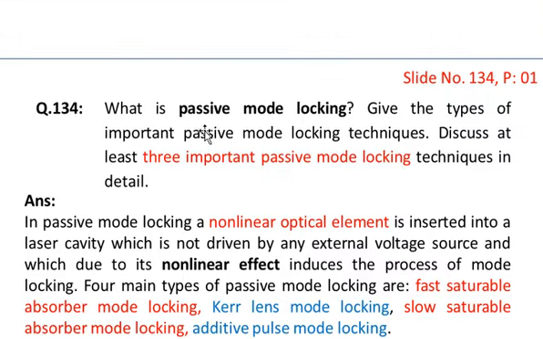Question is, what is passive mode locking? Give the types of important passive mode locking techniques. Discuss at least 3 important passive mode locking techniques in detail.